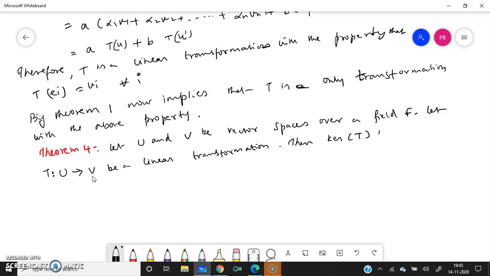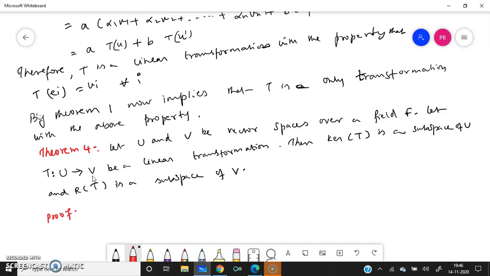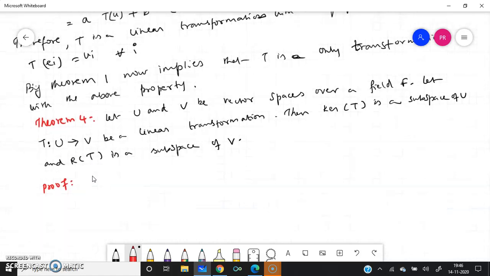Kernel of T is a subspace of U, and range of T, R of T, is a subspace of V. So kernel of T and range of T are subspaces. That is what we are trying to prove. So in order to prove it is a subspace, what do we have to do? Two properties should be satisfied: scalar multiplication and vector addition. Both can be clubbed together as a single property.